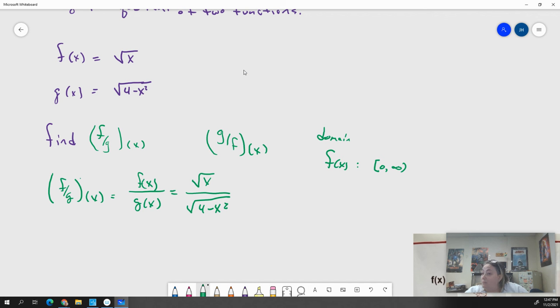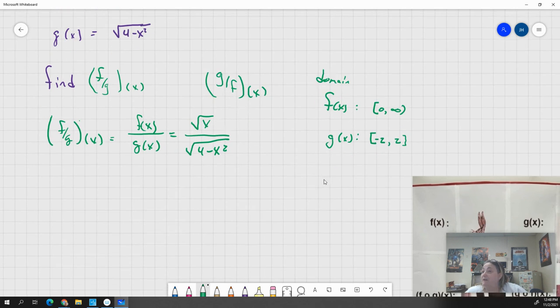If I looked at the domain of g of x, it's the same thing. What's going to make it 0? 2 would make it 0, right? 2 squared and negative 2 squared. Anything else bigger would make it negative. So I can't go bigger than negative 2 to 2. So this is the domain of f of x. This is the domain of g of x.